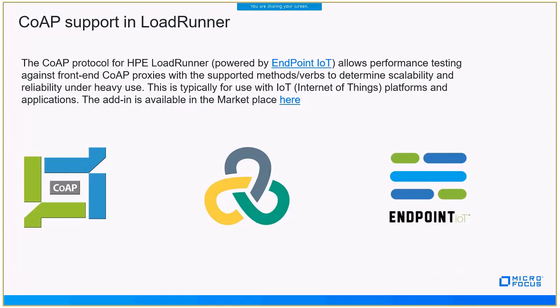As mentioned before, there is also the addition of the CoAP support in LoadRunner 12.55 through a partnership with Endpoint IoT. The CoAP protocol, or Constrained Application Protocol, allows performance testing against front-end CoAP proxies with the supported methods or verbs to determine scalability and reliability under heavy use.